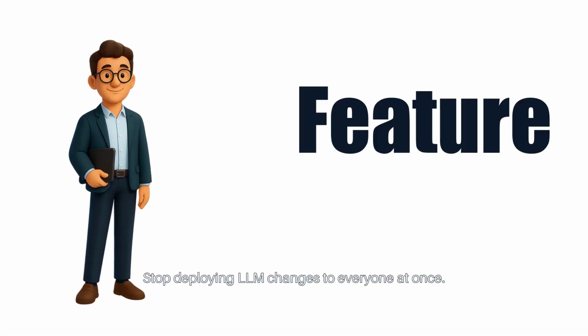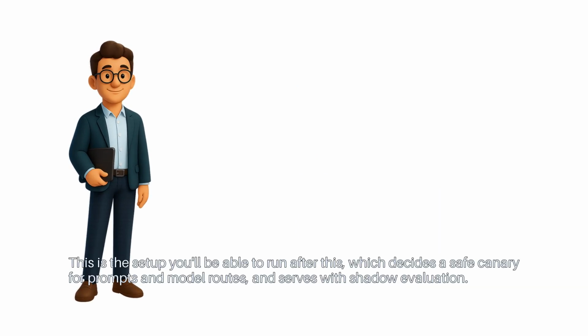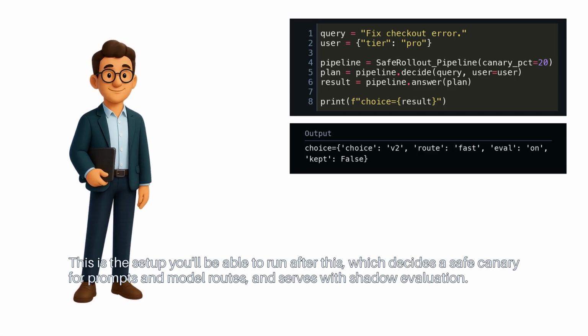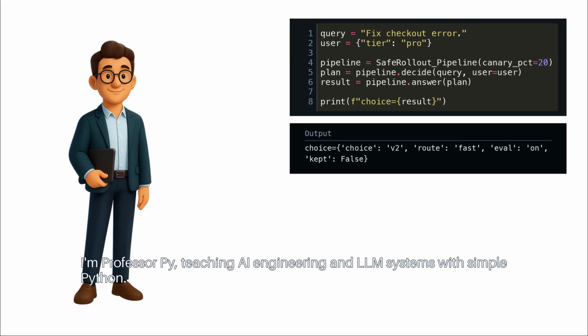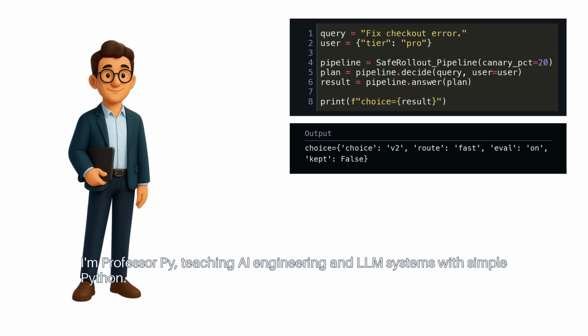Stop deploying LLM changes to everyone at once. This is the setup you'll be able to run after this, which decides a safe canary for prompts and model routes, and serves with shadow evaluation. I'm Professor Pi, teaching AI engineering and LLM systems with simple Python.